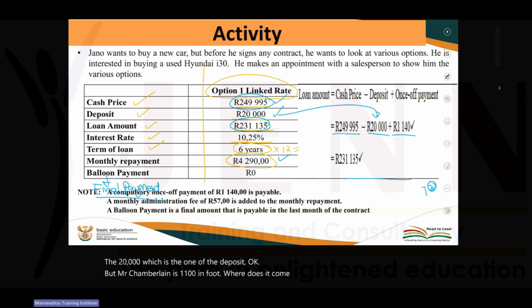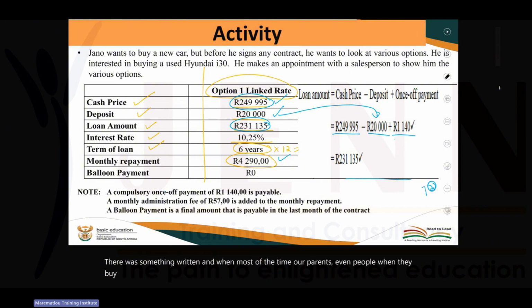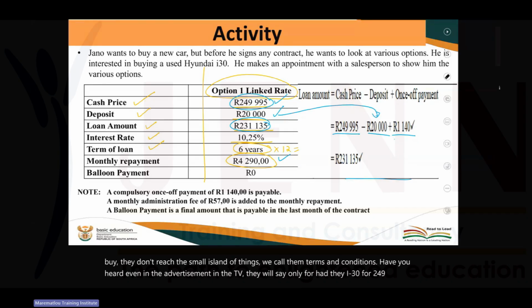Look at the bottom there. At the bottom, there was something written. Most of the time our parents, even people, when they buy, they don't read these fine print things. We call them terms and conditions. Have you heard, even in the advertisement on TV, they'll say, only for Hyundai i30 for 249,995 only. Then after that, they say, terms and conditions. These are the terms and conditions.